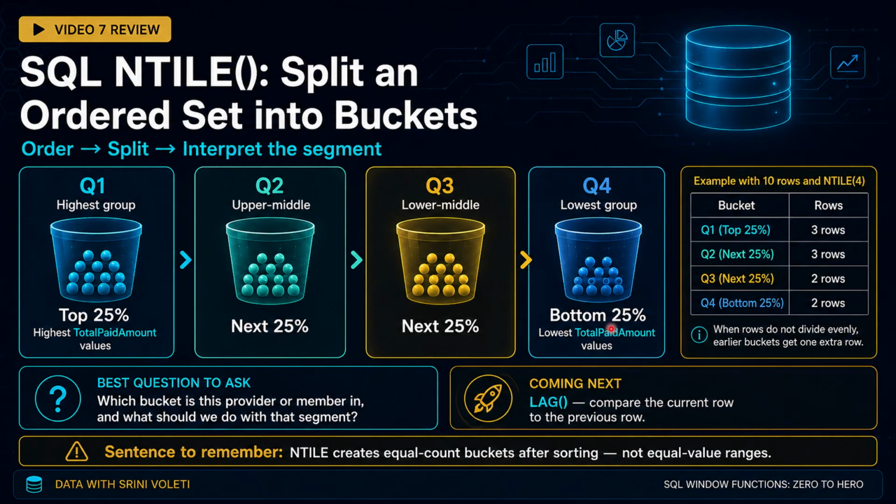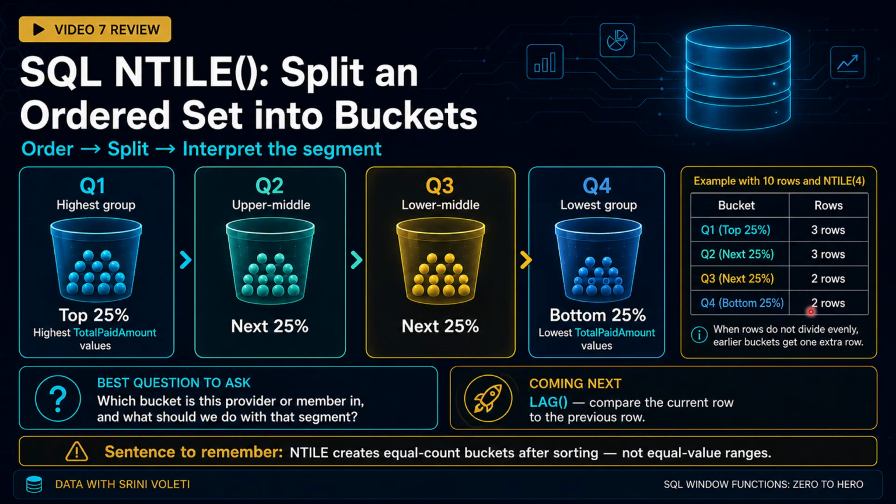For example, let us take the 10 row example. 10 rows into 4 buckets does not divide evenly. If we give every bucket 2 rows, that uses 8 rows, we still have 2 extra rows left. Ntile gives those extra rows to the earlier buckets. So we get 3, 3, 2, and 2. That's why the first 2 buckets have 3 rows and the last 2 buckets have 2 rows. It is not random. It is SQL trying to keep the buckets as balanced as possible.